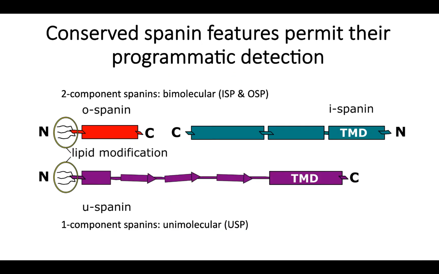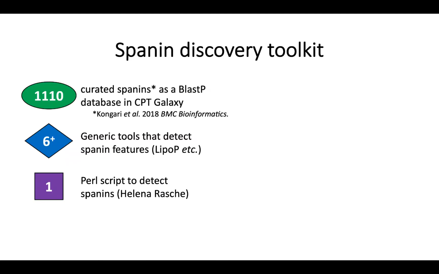So spanins, while having a somewhat unique mechanism of action, actually have some relatively generic protein features, including lipid modifications and transmembrane domains. And that's true of the three main types of spanins: the O spanins, the I spanins, and the U spanins. Now, these spanin proteins were looked at in a bioinformatics study by our group several years ago, taking advantage of generic tools that looked at those features of spanin proteins, as well as a Perl script written by Helena Rasch. These were used together in a manual process to curate over 1,000 spanins that were compiled into a BLAST database now in use in a phage annotation pipeline at the CPT Galaxy.